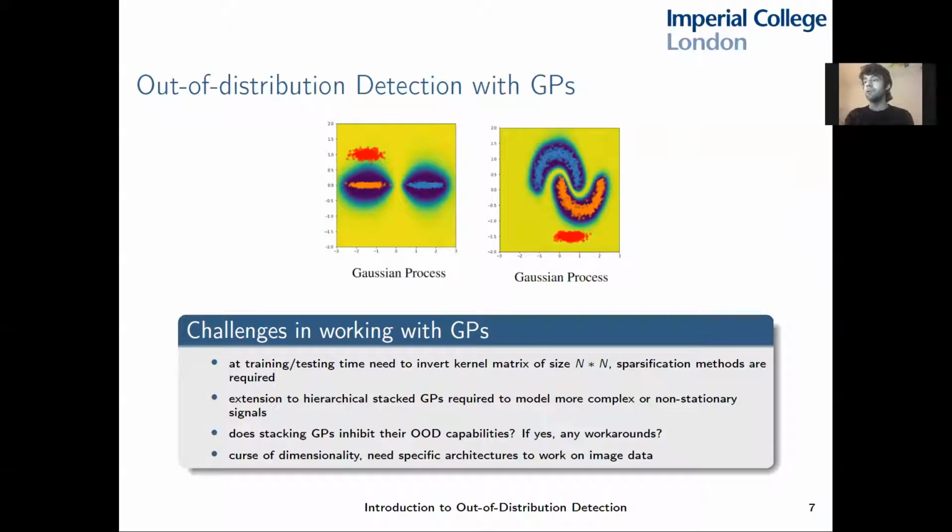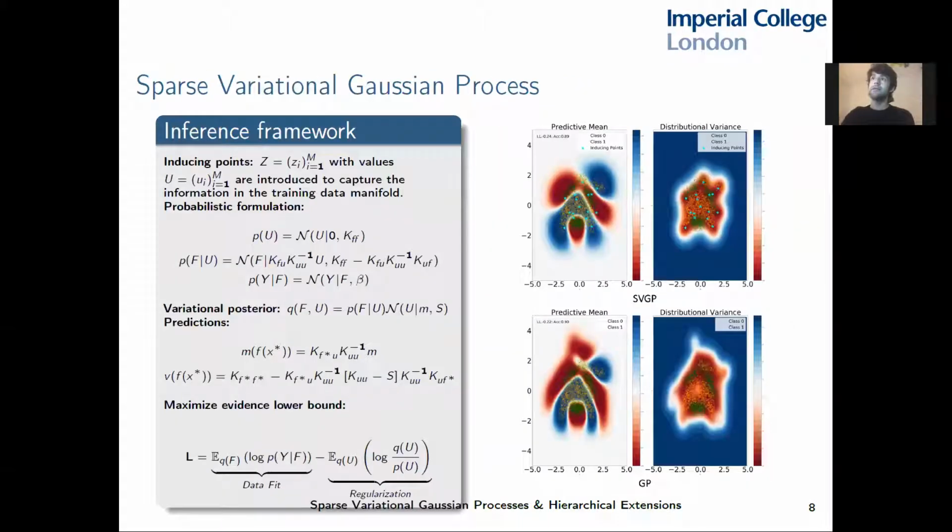Thirdly, a quick question is whether these stacked GPs still have the same out-of-distribution capabilities as their shallow counterparts, and if not, what can we do about it? And finally, because of the curse of dimensionality, using a straightforward kernel wouldn't quite work for high-dimensional data sets such as images or 3D medical scans. For each of these points, we are going to see in the upcoming slides how to solve them individually.